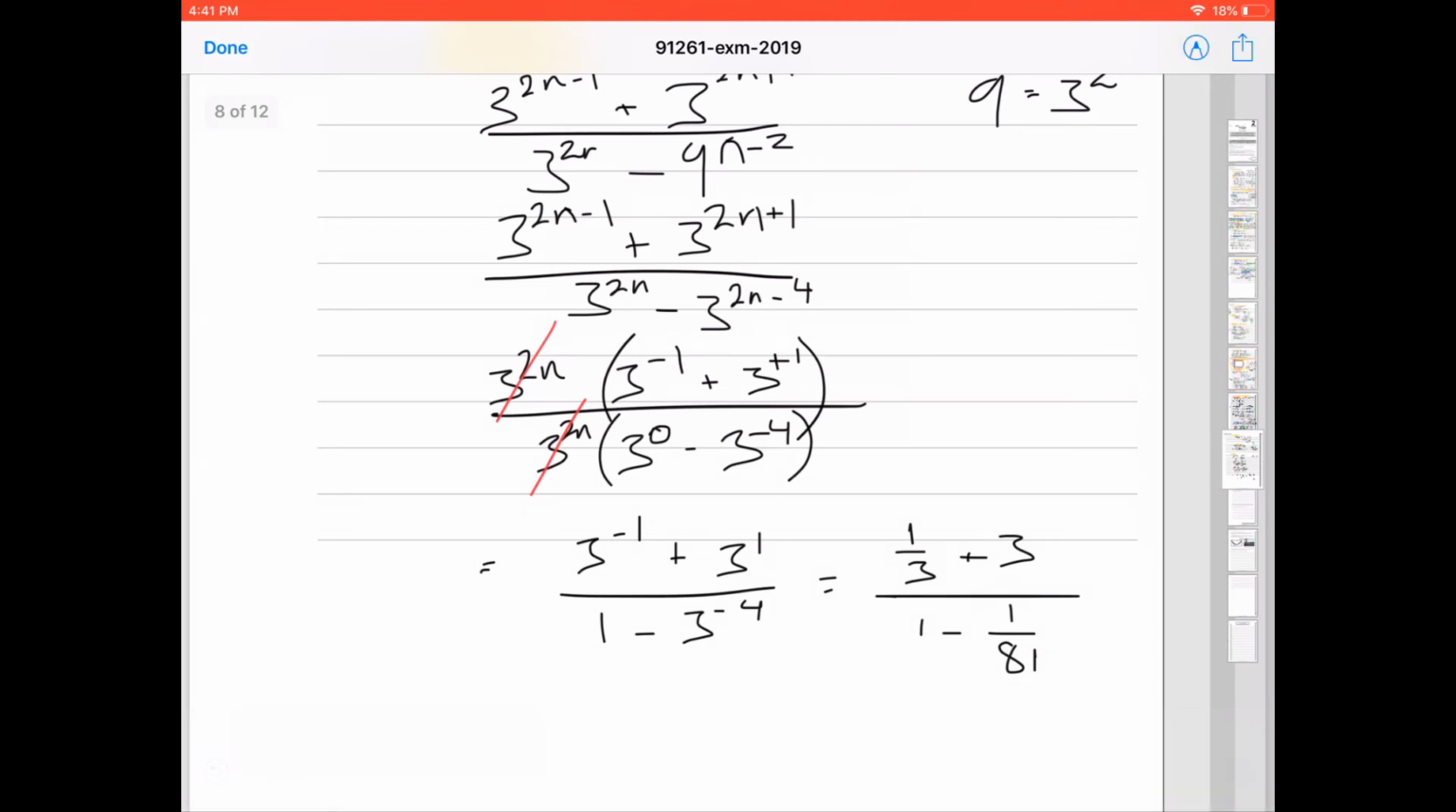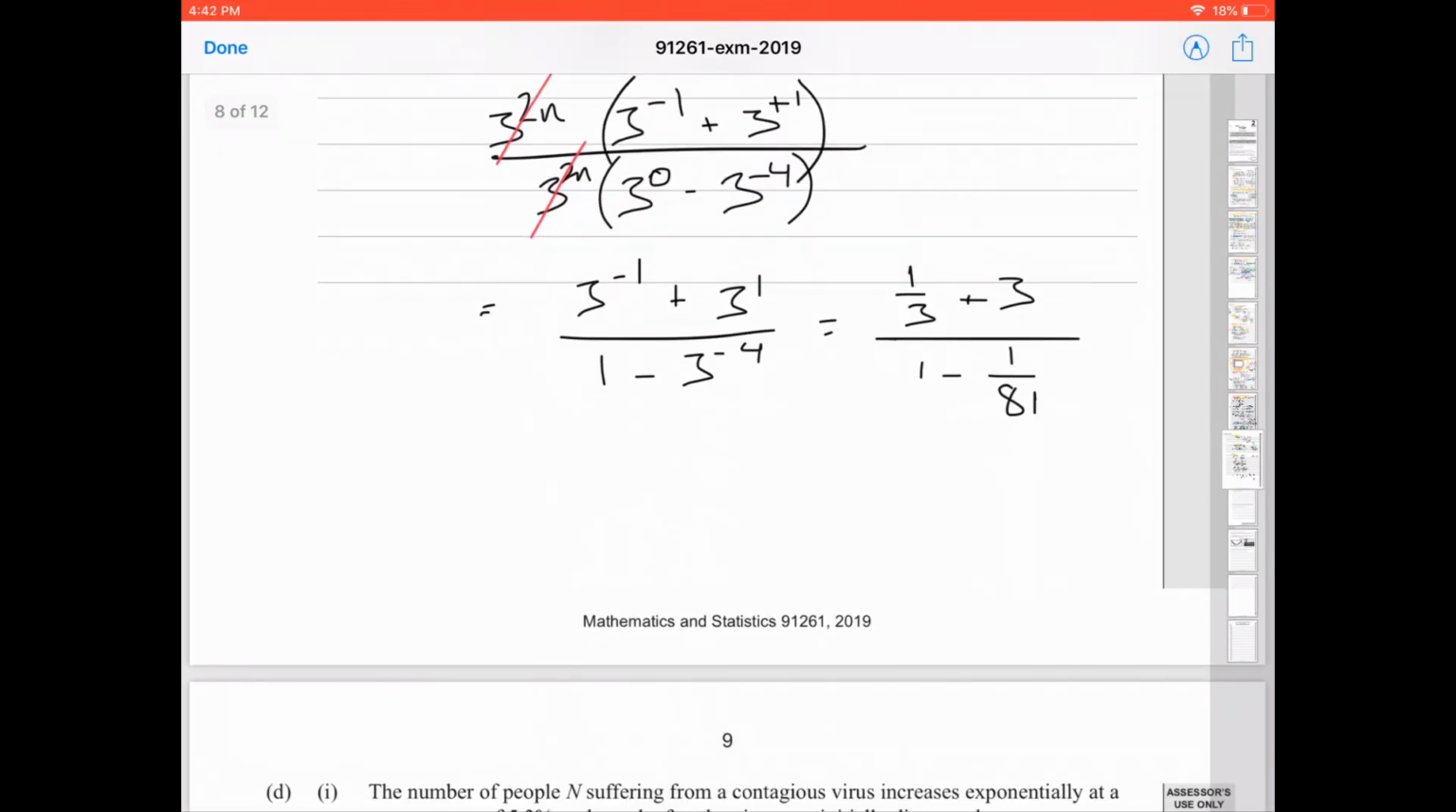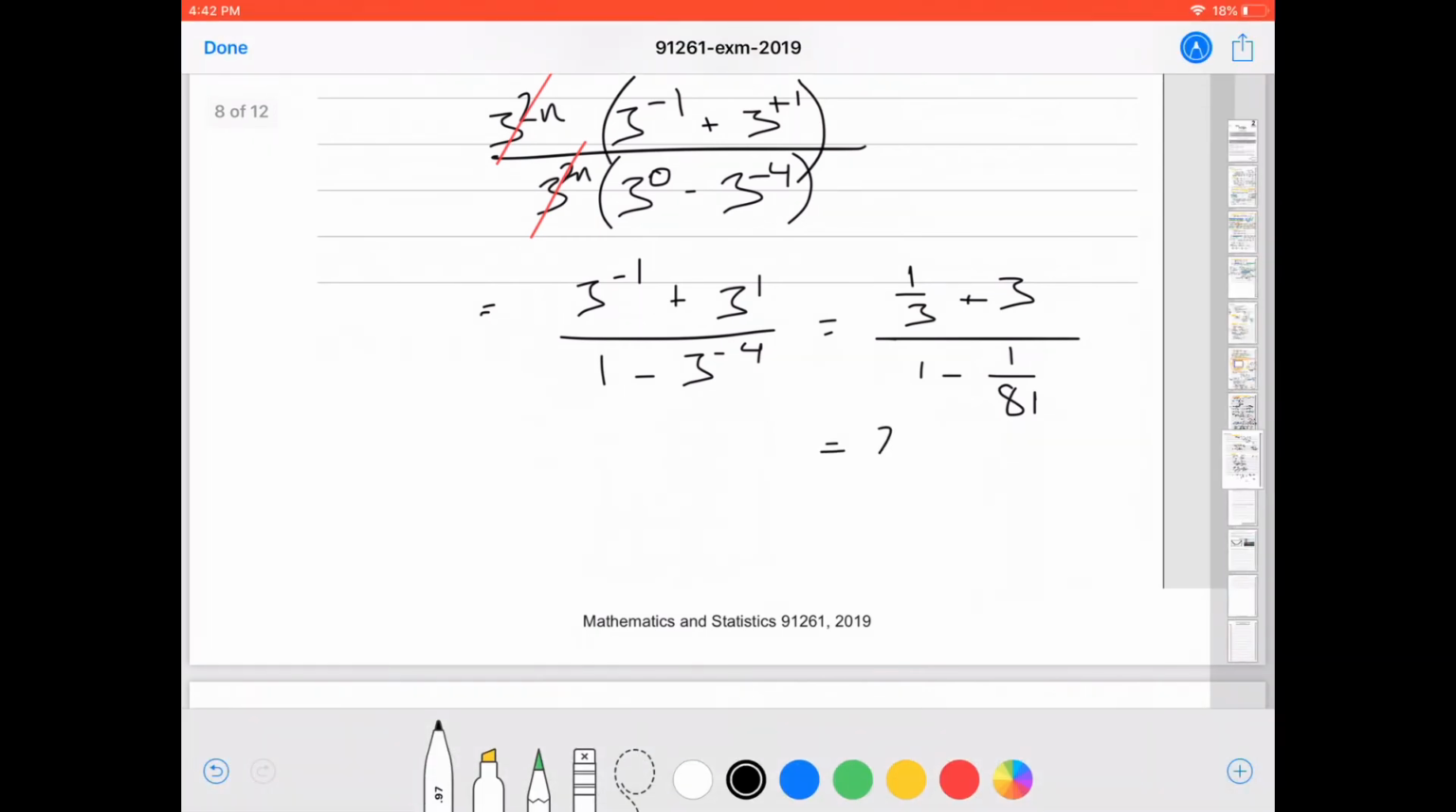I'm hoping it simplifies to a reasonable answer. So let's go, 1/3 plus 3 over 1 minus 1 over 81. What does that equal? It equals 27 over 8. 27 over 8. And I'm looking at that marking schedule, and yep, that is the correct answer. So correct answer here gets you actually an excellence grade.